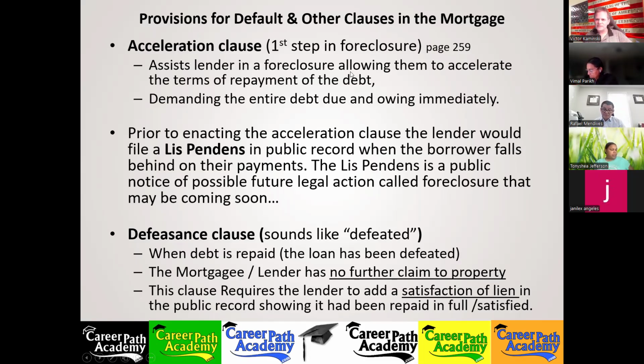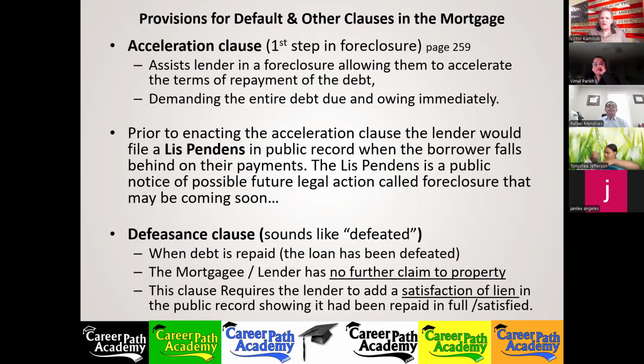Because if they do accept any payment at this point, it could create an implied contract, that they have some sort of an agreement in place. So it could mess up their foreclosure process. So that's why they won't.